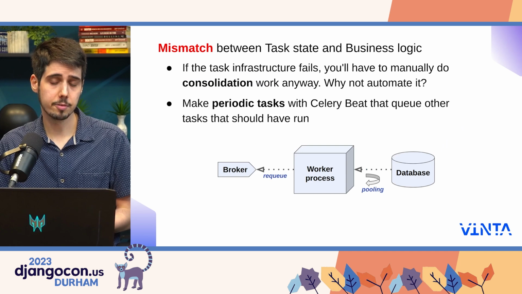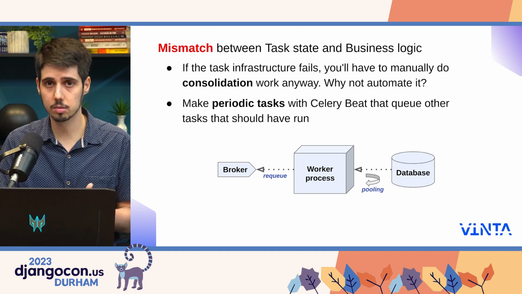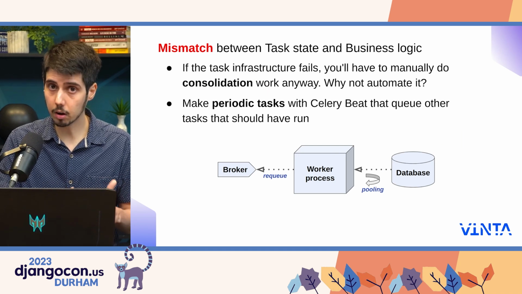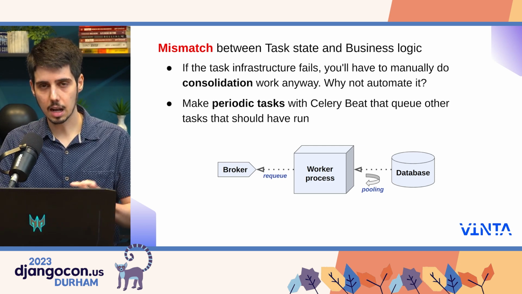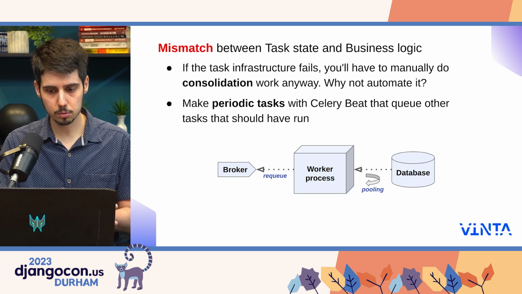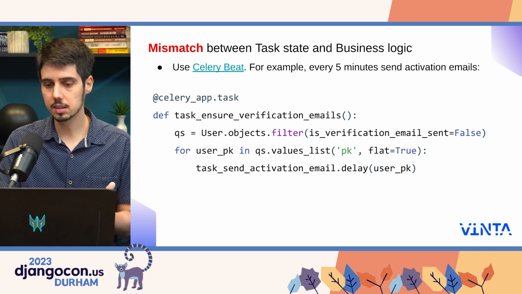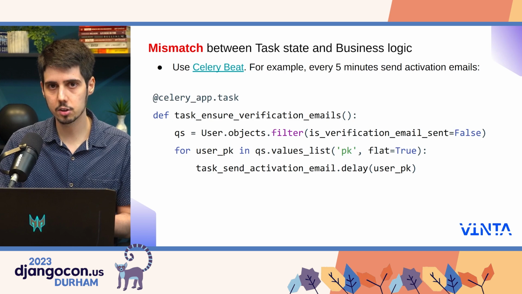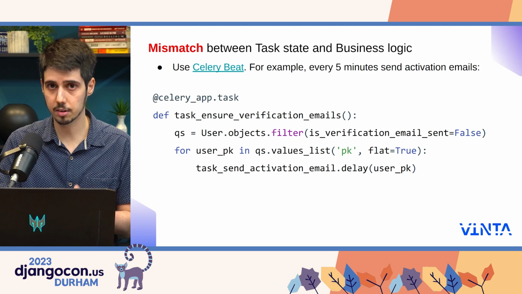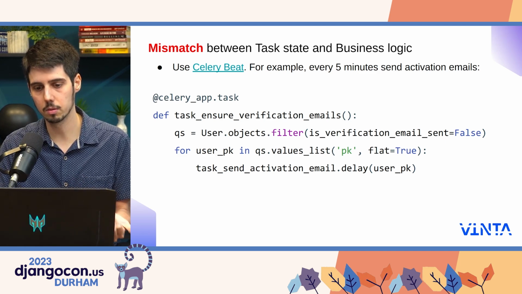So if the task infrastructure fails, you have to manually do consolidation work anyway, right? You have to write a script, send emails, things like that. Instead, you could have periodic tasks with Celery Beat that queue other tasks that should run. So you can have this infrastructure where there is a task that will periodically check the database and queue other tasks. Here's the example of the verification email. We use Celery Beat and we have a task, ensure verification emails, that iterates over users that have verification email sent false. And for all those users, we are delaying the task send verification email.